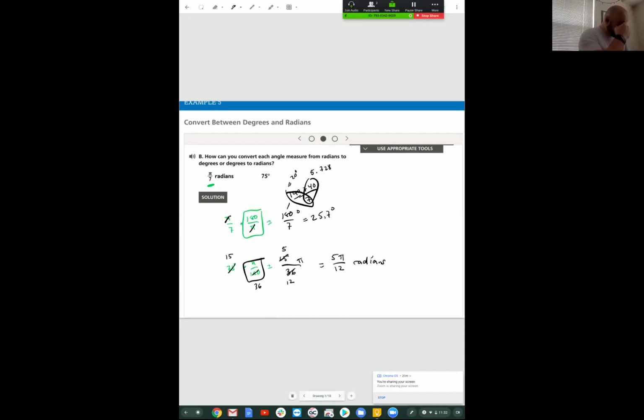So that's your conversion. Just remember, if you're going from radians to degrees, do your 180 over pi. If you're going from degrees to radians, it's pi over 180.